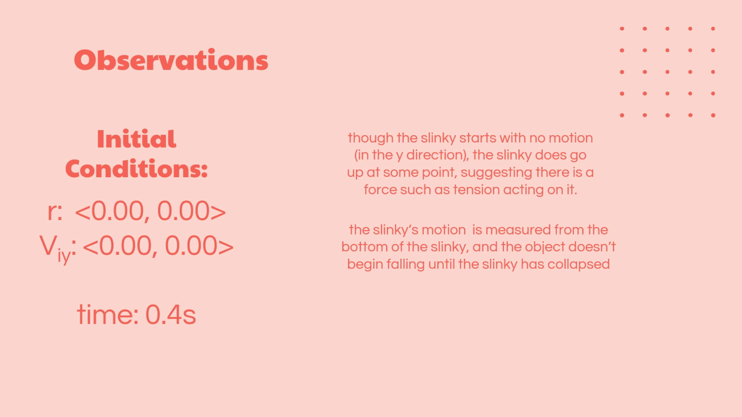So the initial conditions that I observed from this tracker software were that my initial position is 0, 0, as well as my initial y velocity being 0. Since we're looking really just in the j-hat direction, I only took account for the y direction velocity. Though the slinky starts with no motion, the motion is measured from the bottom of the slinky, and the slinky doesn't begin falling until the slinky has fully collapsed. And this whole falling motion takes over 0.4 seconds.